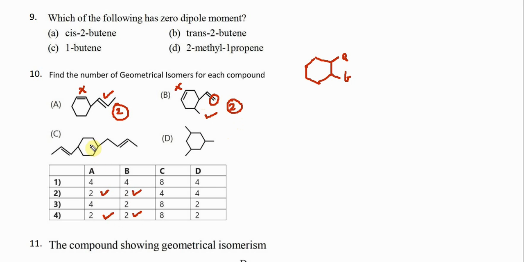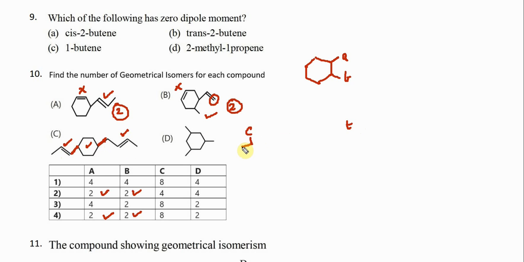Now C. Can this show? Yes, it can show. Can this show? Yes. Can this show? Yes. There are two substituents on the ring. This substituent and this substituent can be cis, or this and this can be trans. So how many will it be? Let's say, for example, this one is cis and it can be trans. This can be cis or it can be trans.